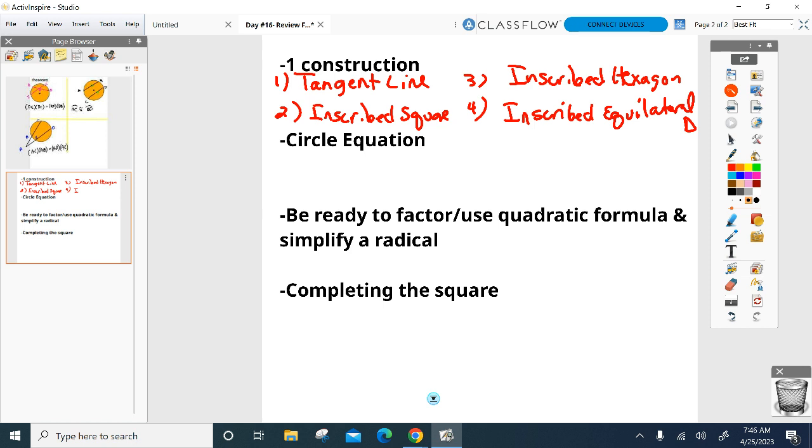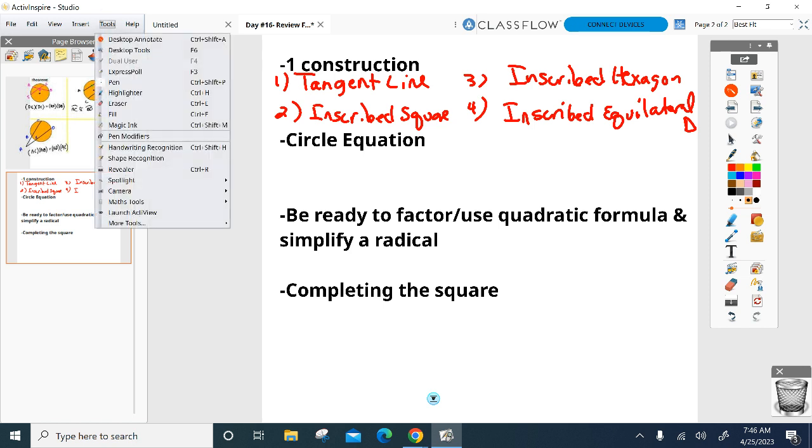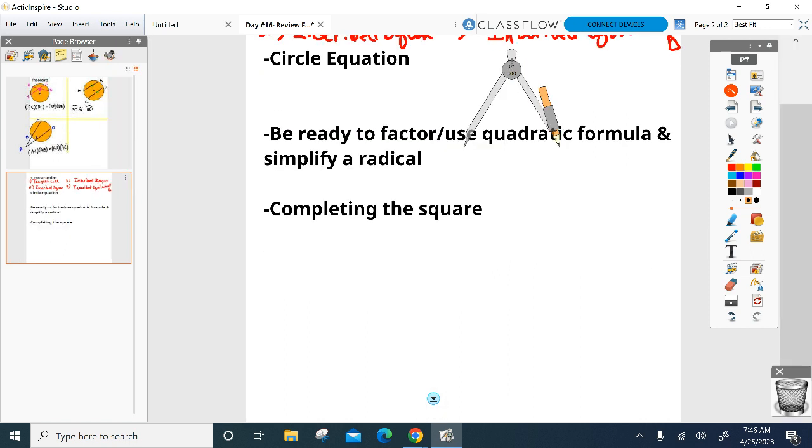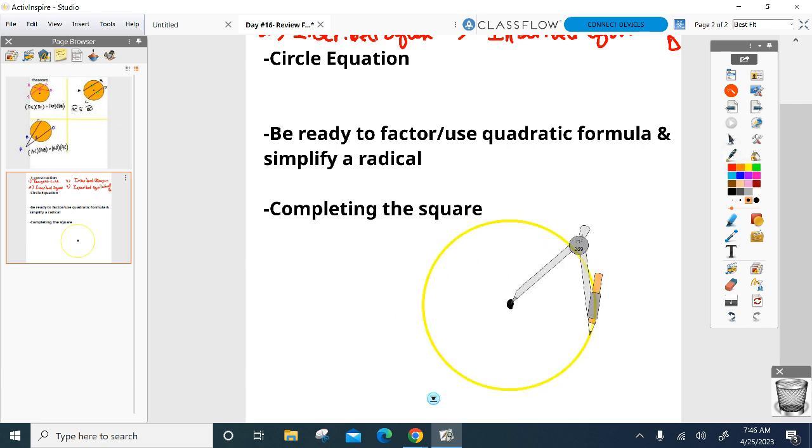There is no review for that. Okay, you guys did them yesterday. There's not any review in the packet, and there's not any review on the Delta Math I made yesterday. If you want a review, you can just take a scrap sheet of paper, put a point, take your compass, put it on that point, open it up to whatever distance you want, make your own circle, and go ahead. Do an inscribed hexagon, triangle, square, or a tangent line.